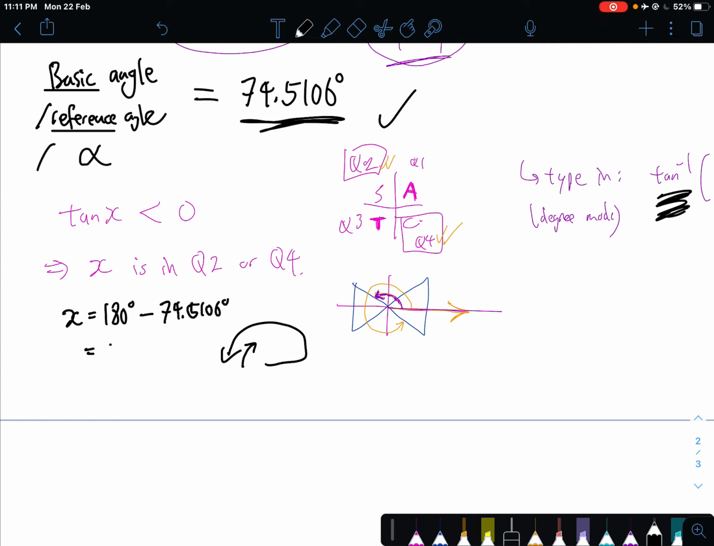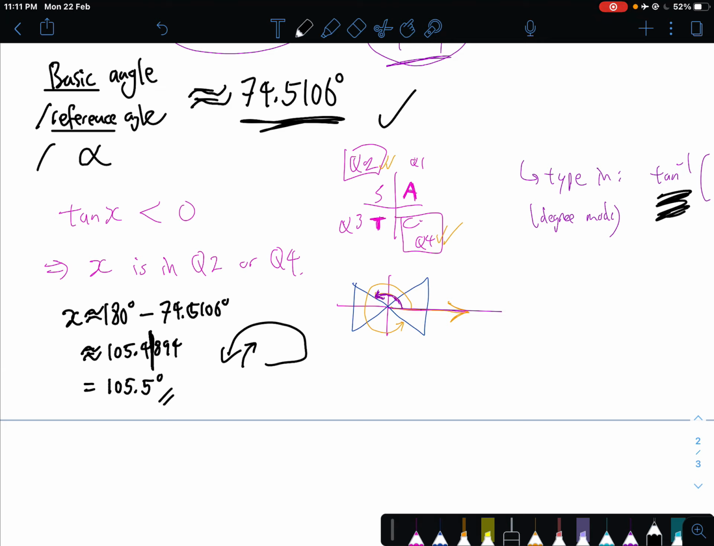I will get 105.4894, and at this stage actually I should have used an approximation sign. Then finally I will want to end off with a 1 decimal place approximation. So draw a line here, 8, round up, so plus 1 to the 4 becomes 5 degrees. That's your quadrant 2 angle.